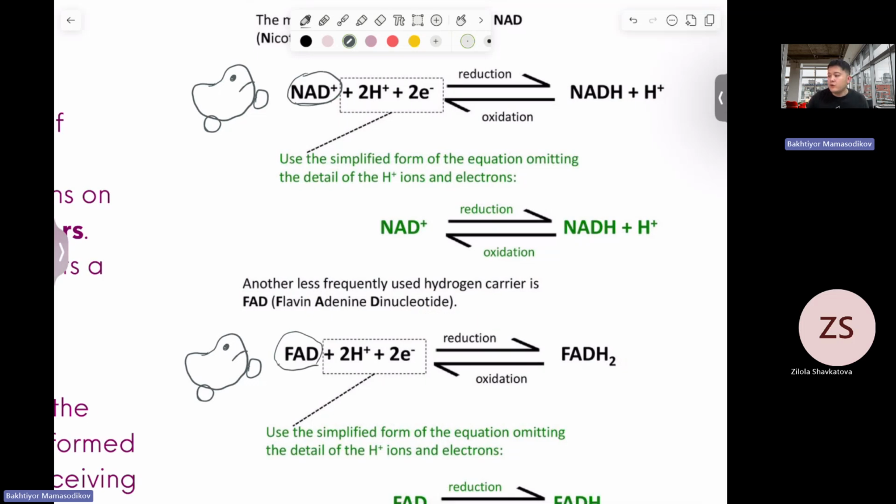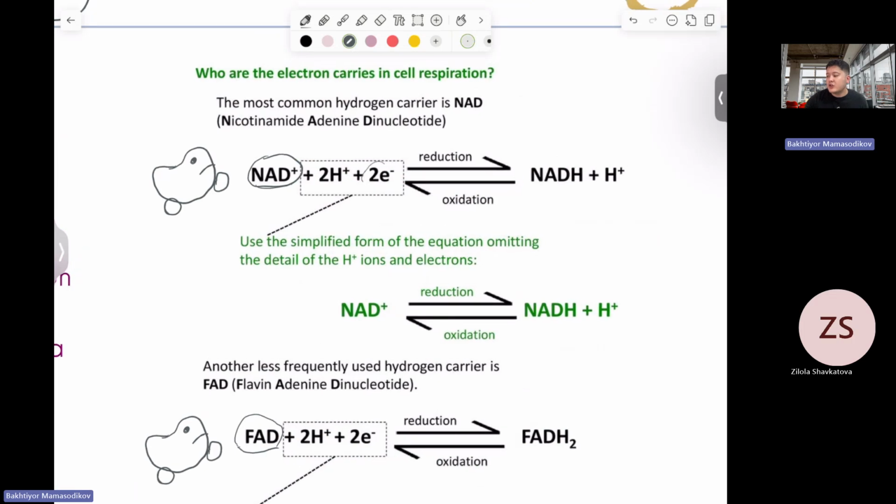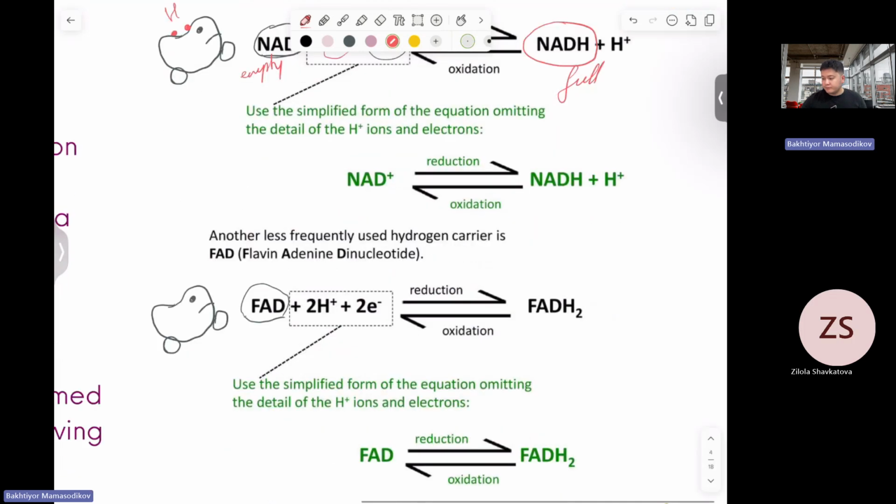The full form: when NAD gets two electrons and protons, it becomes NADH. It's the full version. This is the empty version, and this is also an empty version. This is the full version.